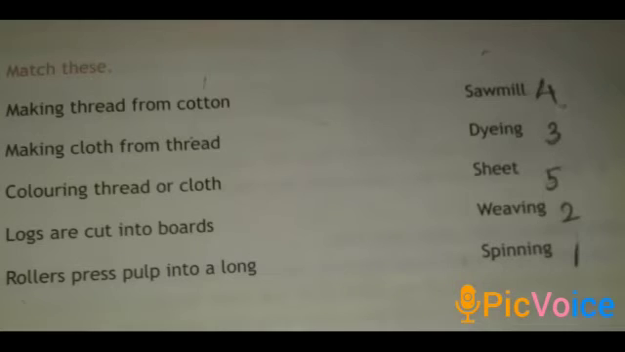Match these. First one, making thread from cotton. Making thread from cotton is called spinning. Second one, making cloth from thread. What, children? Making cloth from thread is weaving. Then coloring thread or cloth, it is dyeing. Then fourth one, logs are cut into boards in the sawmill. Okay. Then fifth one, rollers press pulp into a long sheet.